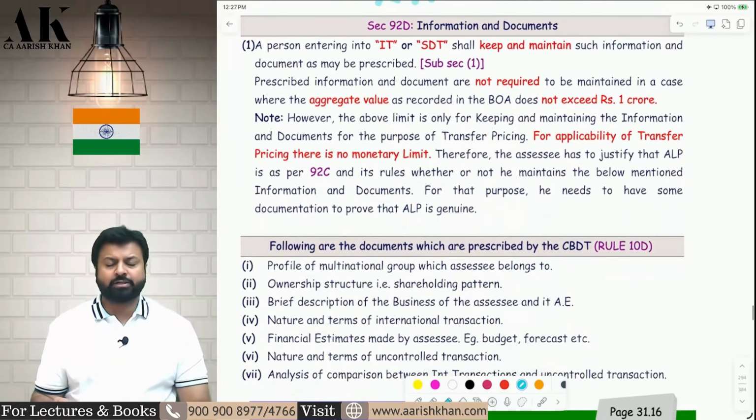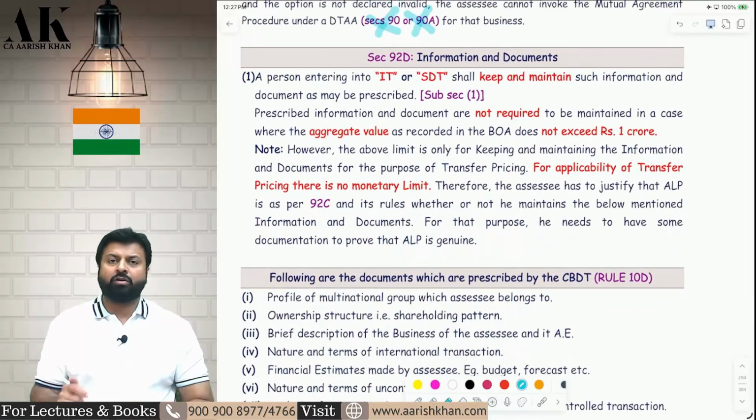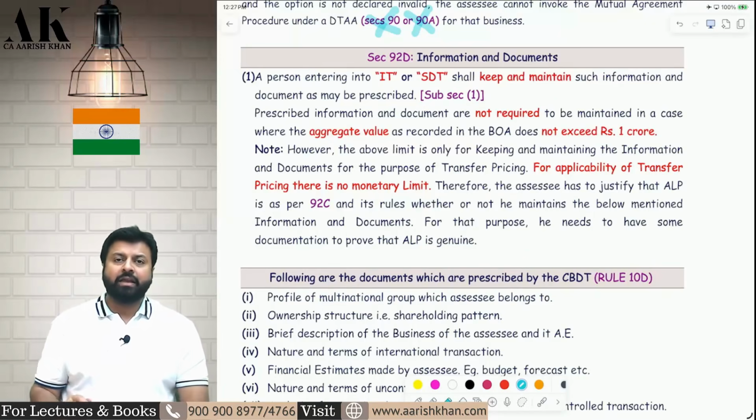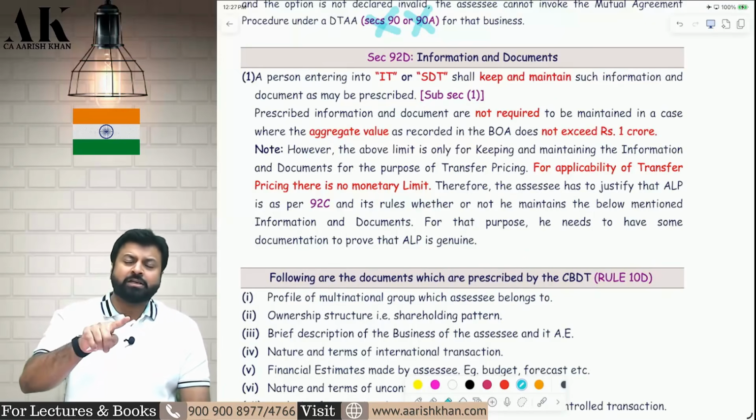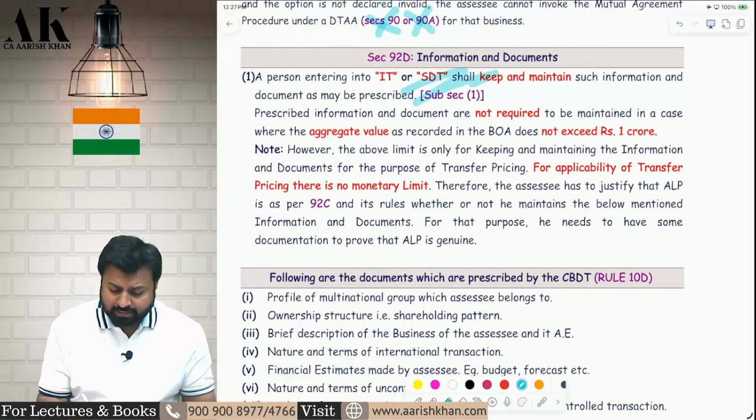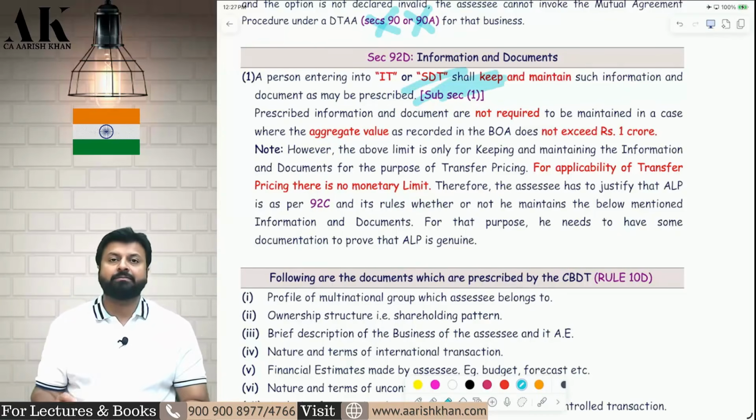Now moving on to the next section, 92D. What is 92D? 92D talks about documents and information. Which documents and information? There are 3 subsections over here. Subsection 1 says that if transfer pricing is applicable for you, international transfer pricing or domestic transfer pricing, either of the transfer pricing, you have to maintain a lot of documents and information, and those documents and information you have to maintain for a period of 8 years.